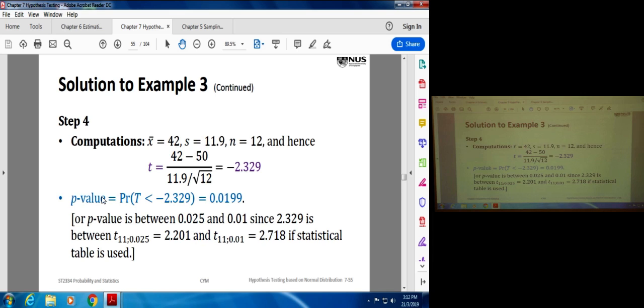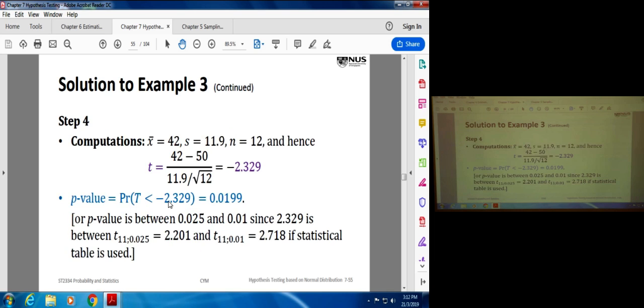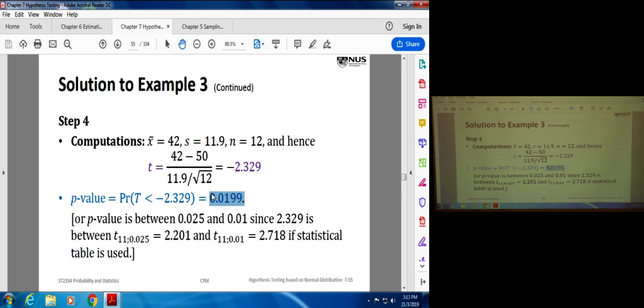If you prefer the p-value, the p-value is the probability that this statistic under the null hypothesis, which is a t on 11 degrees of freedom, is less than minus 2.329. So this is the test statistic. You can get from the t table this value, 0.0199. So at the level of significance, which is 0.05, also using the p-value approach, you're going to reject the null hypothesis.